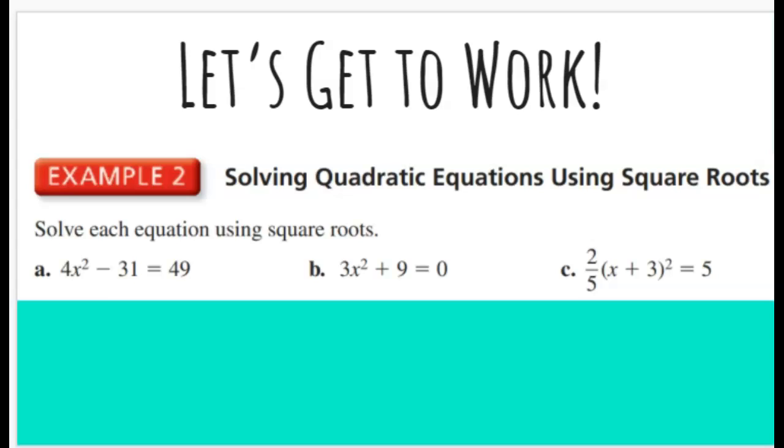So, this is example 2. This is a continuation, like I said earlier, of solving quadratic equations. Example 1 was by graphing. Example 2 is by using square roots. Okay, so I'm going to set these up. Believe it or not, I'm actually going to try to run through A, B, and C. Okay, so give me a second to get it set up.